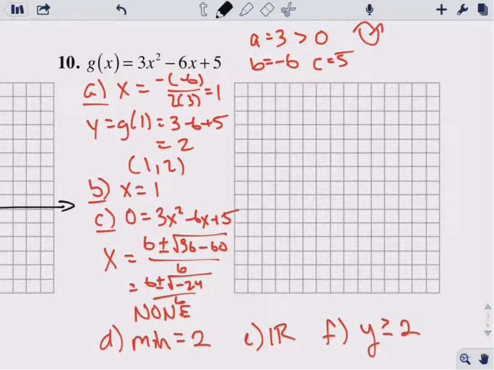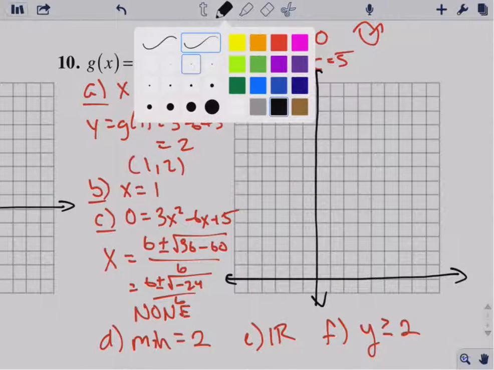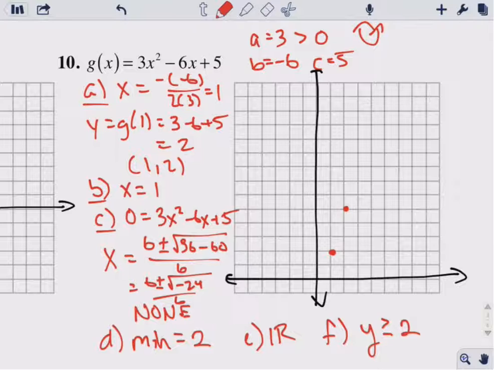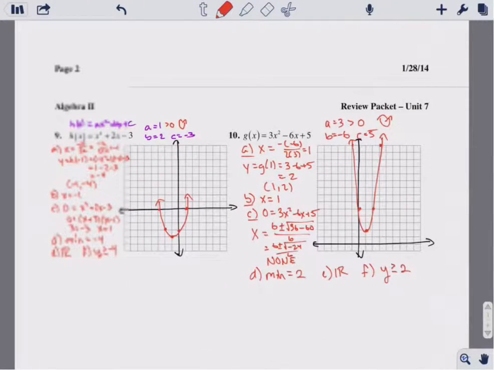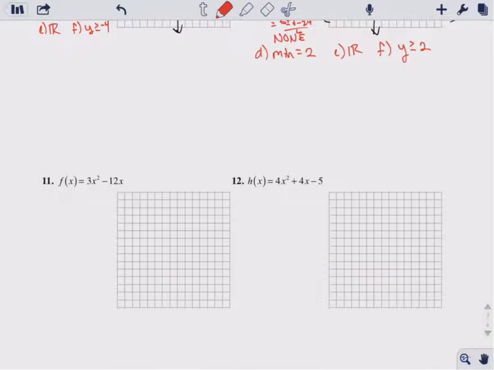Graph it. Now 1, 2, and it opens up. So let's go 1, 2, right 1, up 3, then 3, 6, 9. And there is that one. Alright, that's all of it for that one.